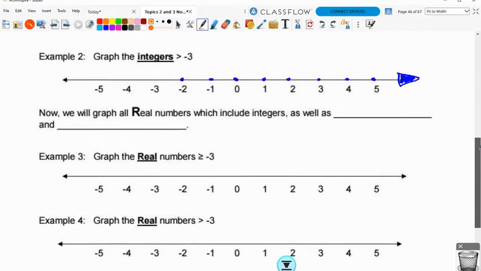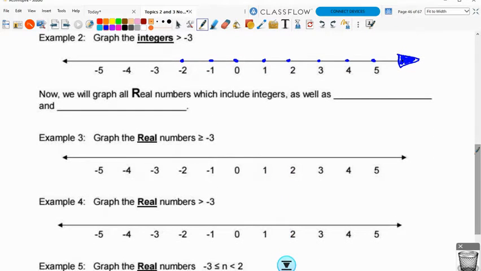But we're not only going to be working with integers, we're also going to be working with fractions and decimals. So we're going to have to include all of the numbers which we call real numbers. We're going to graph the real numbers, which include the integers as well as fractions and decimals. If we were just graphing integers, we would put a dot on each integer. But now since we're graphing integers, fractions, and decimals, our graph is going to look a little different.